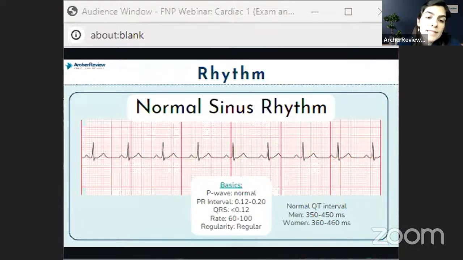And then the QT interval is also normal. Again, the QT interval goes from the Q to the end of the T. The reason why I bring this up is because the boards really like to ask about prolonged QT and what is the danger of prolonged QT. So just remember, prolonged QT can lead to dangerous ventricular tachycardia, such as torsades de pointes. So keep that in mind as you're studying. There are different things that can cause QT prolongation. You want to watch those patients closely.